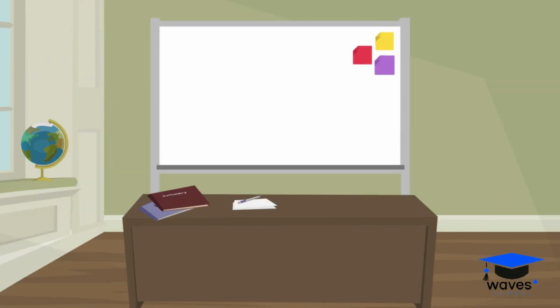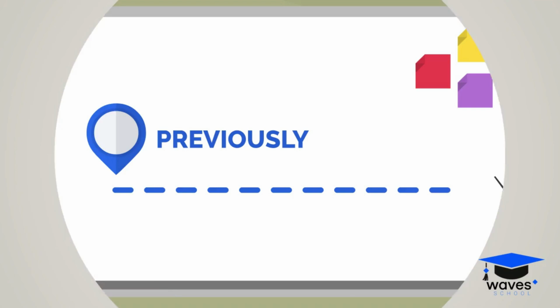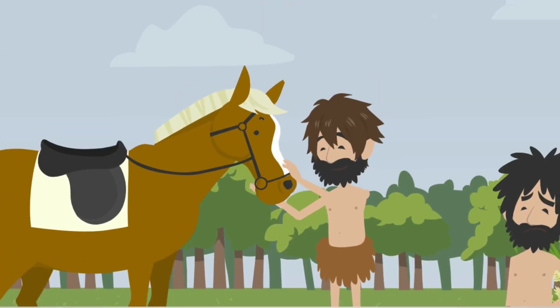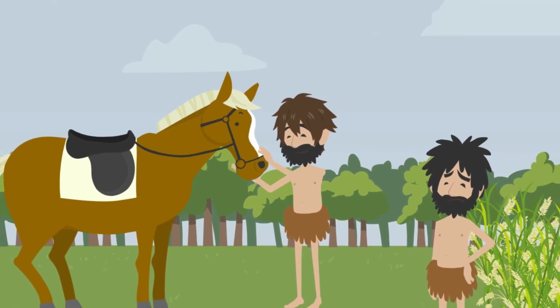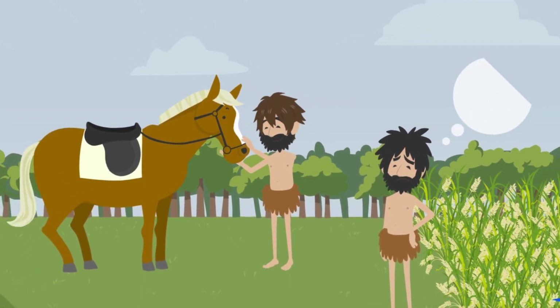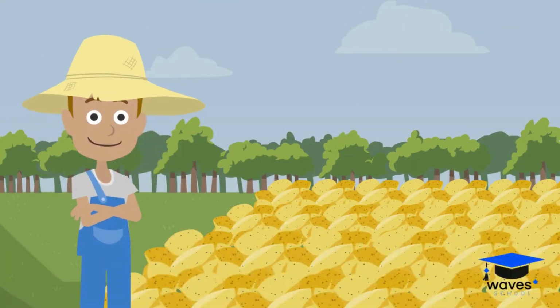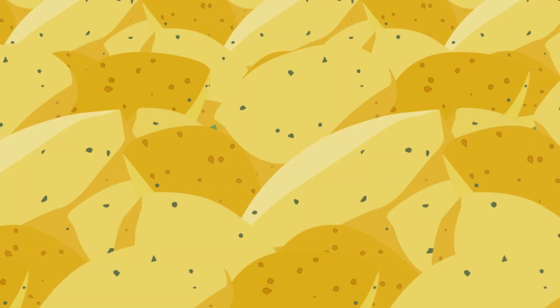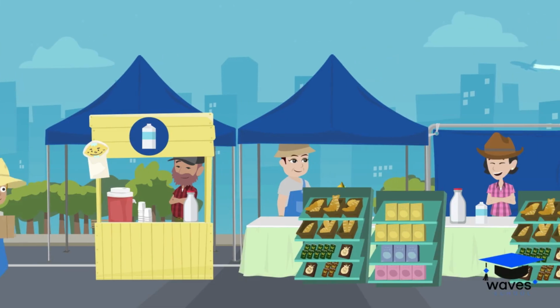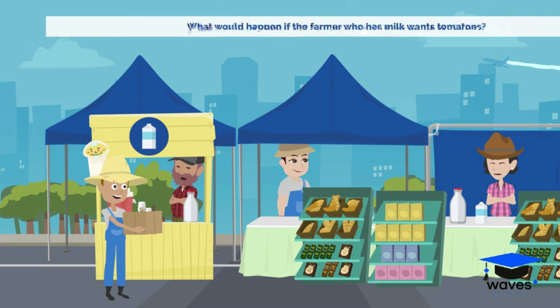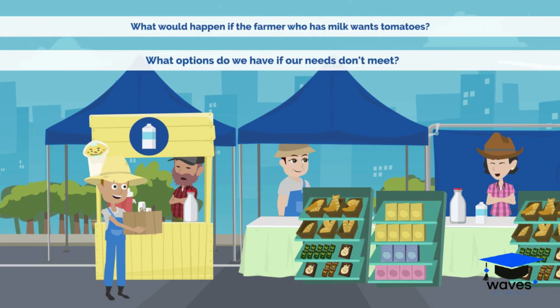If we go back in history, people exchanged valuables according to their needs, through a practice known as barter or trade. This system worked very well in the beginning. However, it was not a long-lasting system because of the problems when it came to deciding terms and conditions. Imagine you're a farmer and you farm potatoes. With those potatoes, you go to the local market looking to exchange them for milk. But what would happen if the farmer who is selling the milk doesn't have enough milk? Or the farmer who has milk wants tomatoes? What options do you have if your needs don't meet?